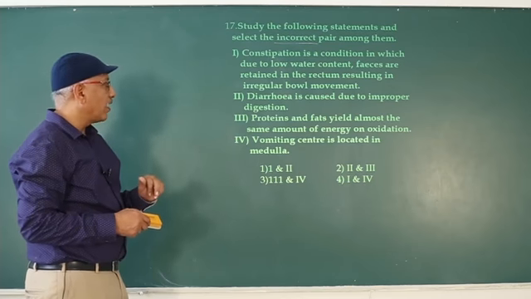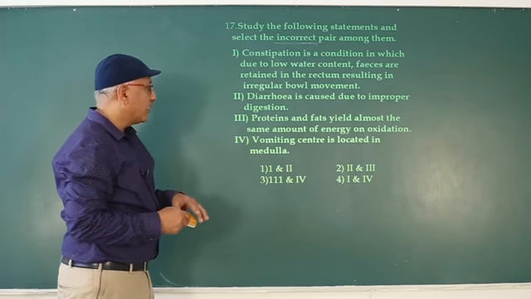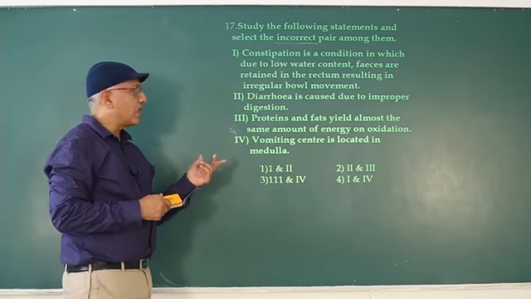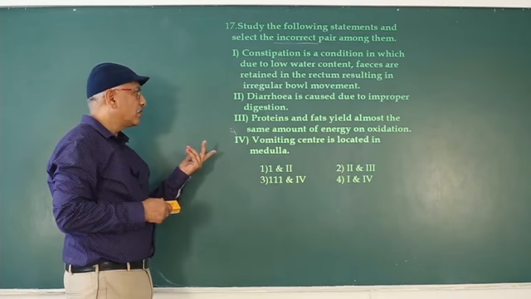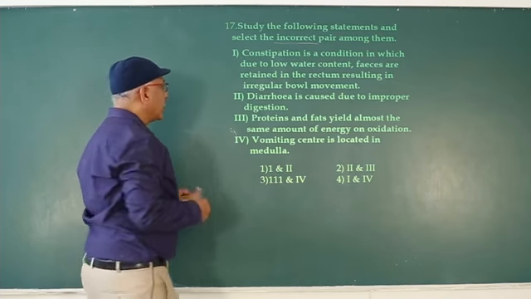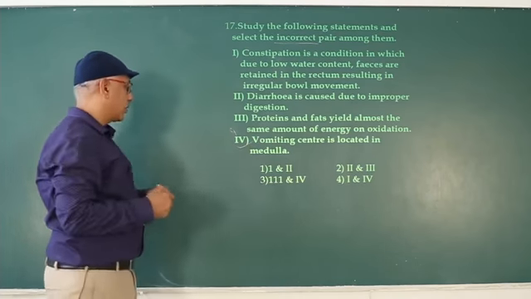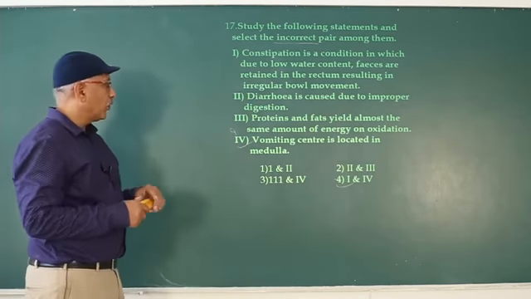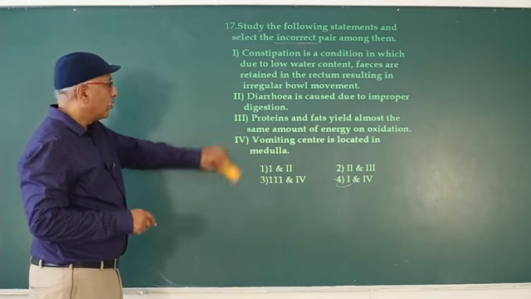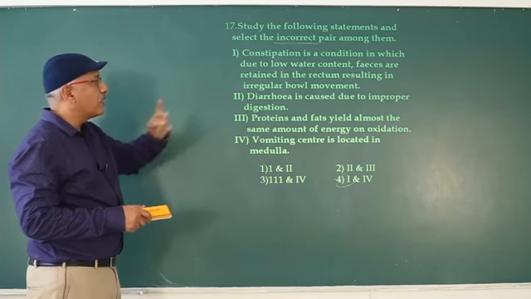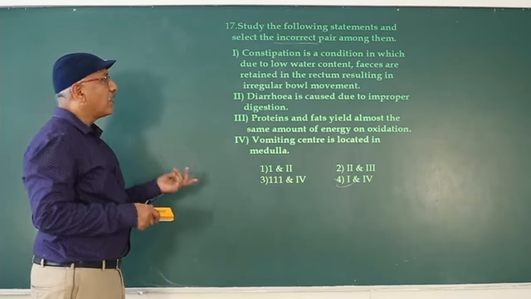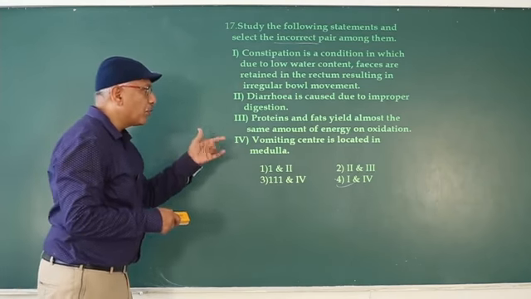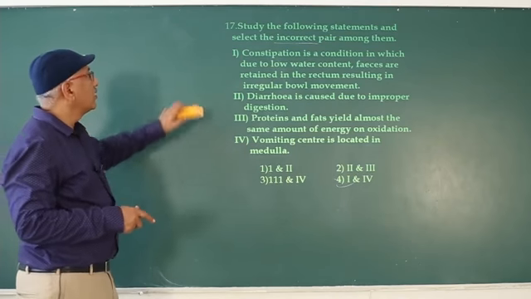Proteins and fats yield almost the same amount of energy on oxidation. So wrong. Protein yields 4 kilocalories, fat yields 9 kilocalories. Vomiting center is located in the medulla oblongata, correct. So statements 1 and 4 are correct. The second and third statements are wrong. Diarrhea is caused due to improper digestion, wrong. Proteins and fats yield almost the same amount of energy on oxidation, also wrong.